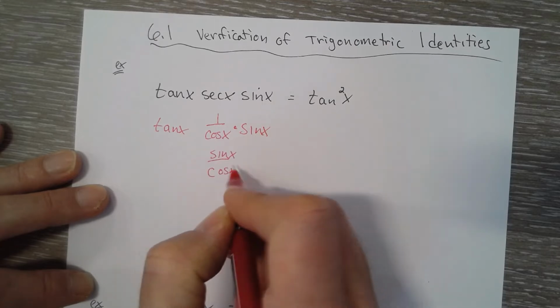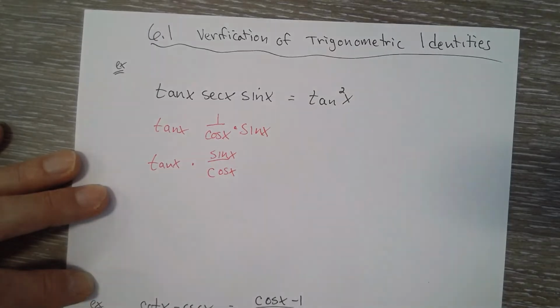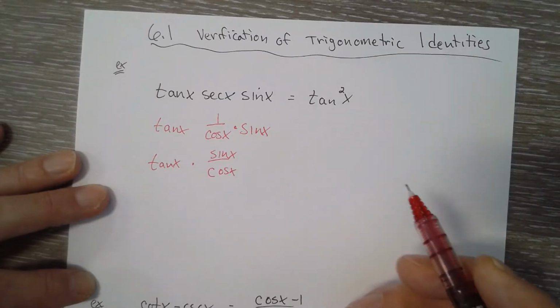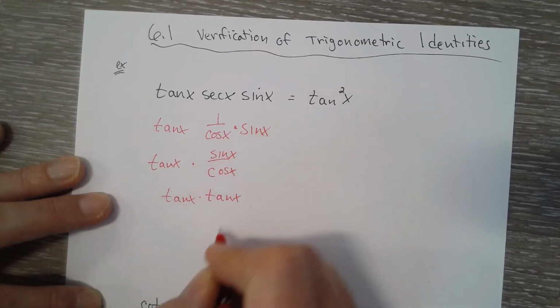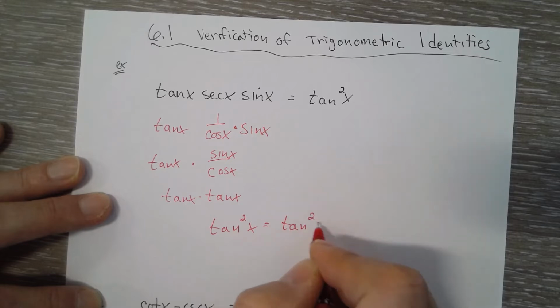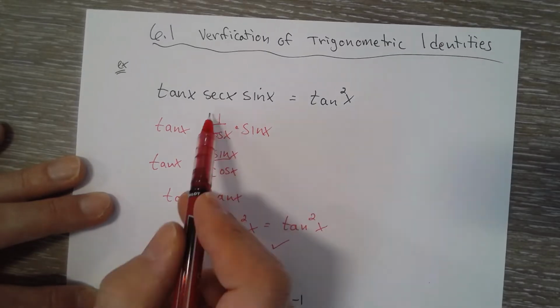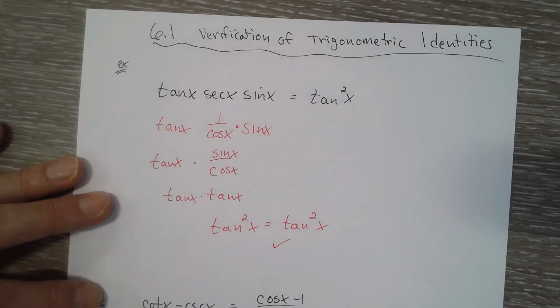And what is sine x over cosine x? What is sine x over cosine x? Tangent x. Good. So now I have tangent x times tangent x. So I have tangent squared x equals tangent squared x. Your last statement should be this equals that, and you can put a check mark indicating that you've verified that this is in fact equal to that. It's not the only way you can do this problem, as I talked about, but it is a legal way.